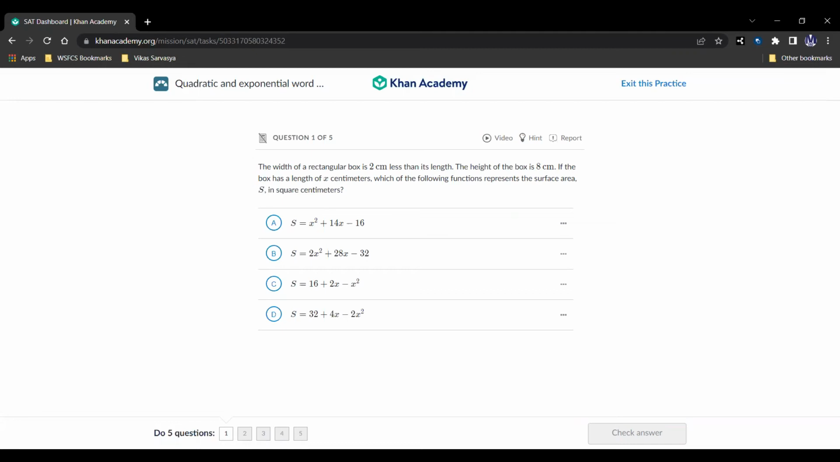Hello and welcome. Today we're going to be looking at quadratic and exponential word problems. As always, we're going to be looking at 5 problems that are explanations so that we can find the intricacies in this topic so that you can ace the SAT math portion. We're still in the Passport to Advanced Mathematics section, having finished the heart of algebra.